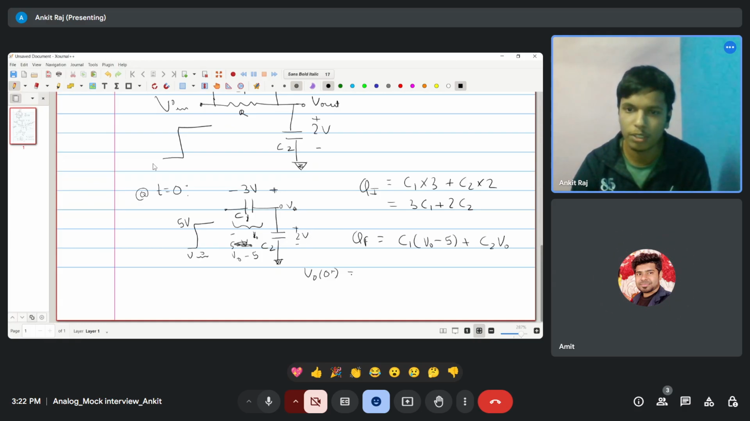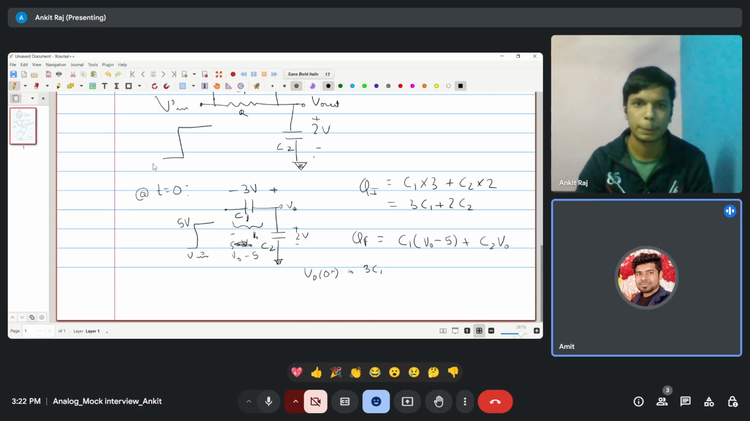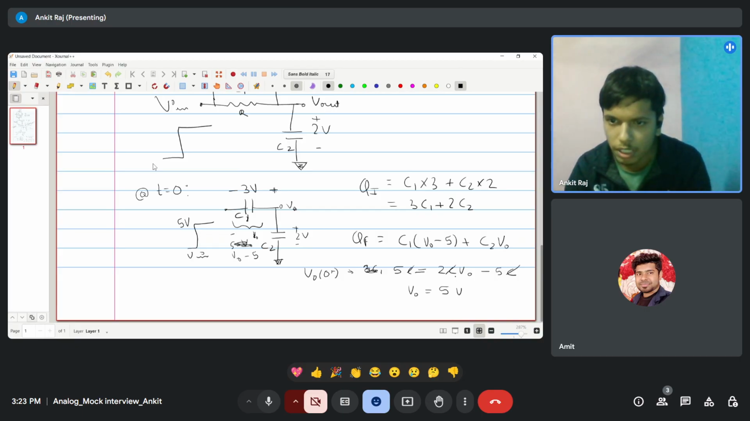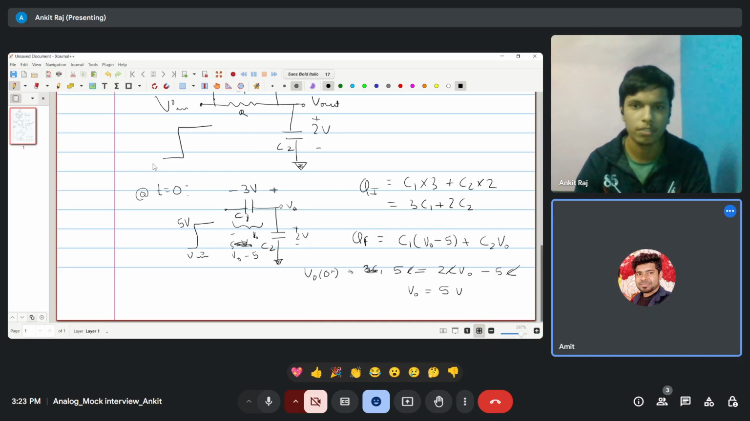If I equate these two, let's take some numerical values. Let's say C1 and C2 are the same. So the initial charge will be 5C, and if I write the final charge, this and this get added, and it becomes 2C V naught minus 5C. I can cancel C, and V naught will be 5 volt.